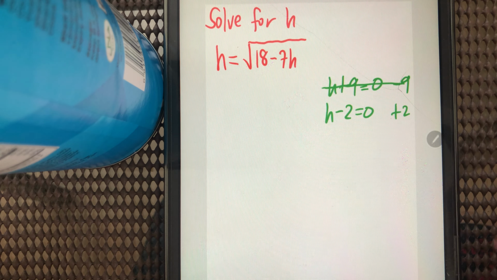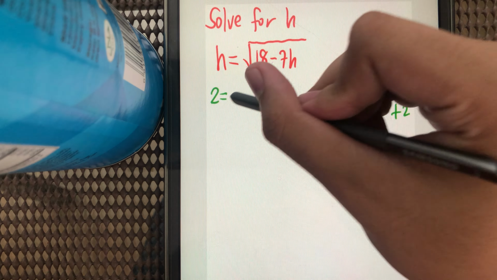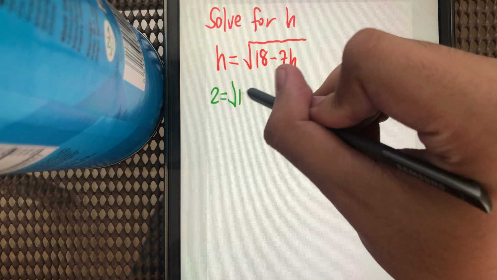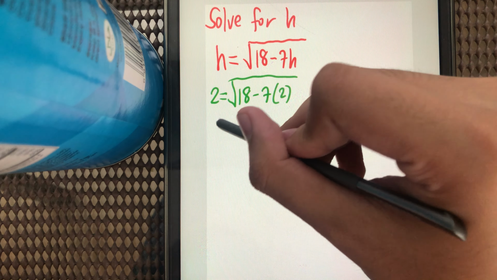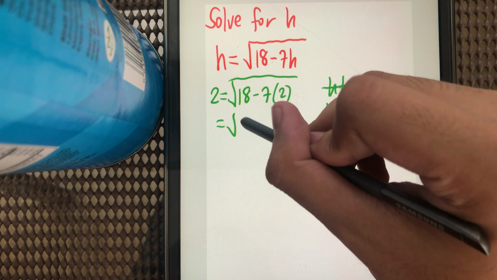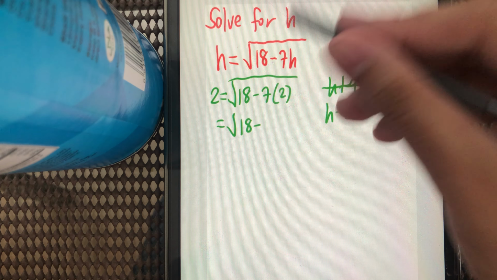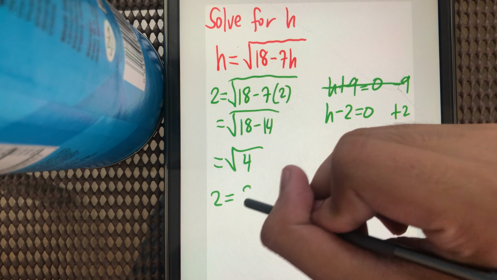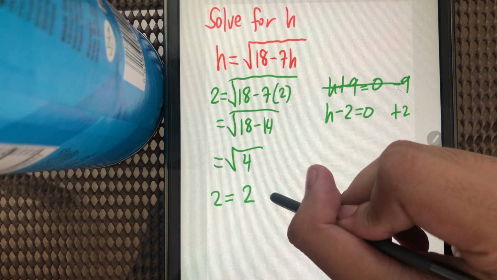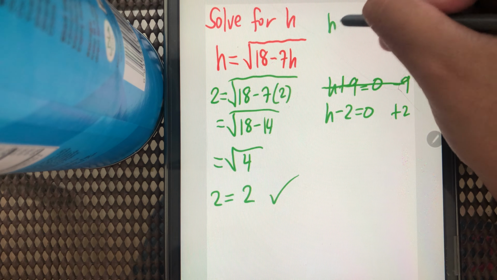How about if our h is equal to 2? Let me go ahead and plug it in. 2 is equal to square root of 18 minus 7 times 2. It is equal to square root of 18 minus 14, since 7 times 2 is 14. 18 minus 14 is 4. And 2 is equal to 2. This is a true expression, a true statement. So our h is equal to 2.